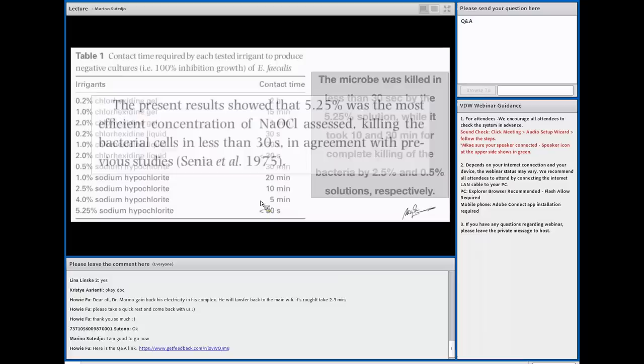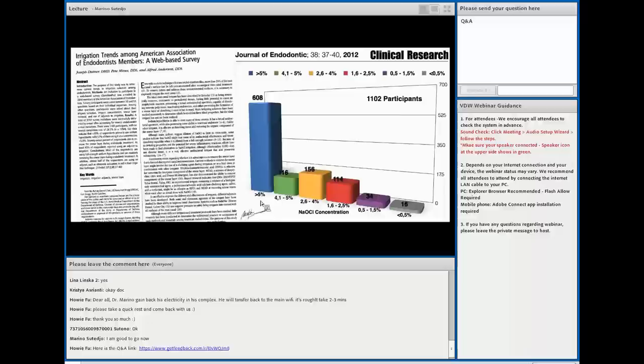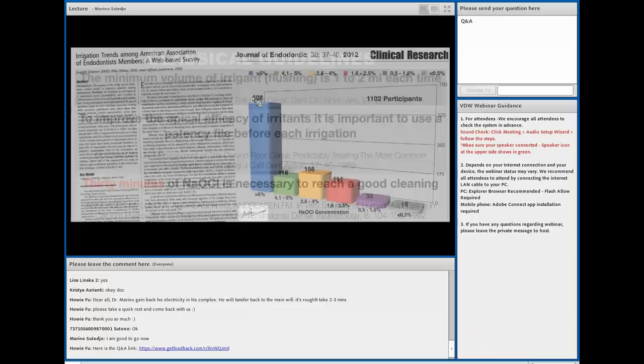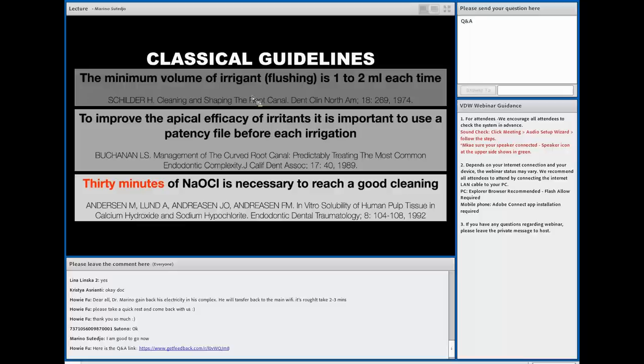Also, in a survey done by the American Association of Endodontists, the majority of all the members are using more than 5% concentrations of sodium hypochlorite. It means that the higher, the fuller strength of sodium hypochlorite, is also important. And these are the classical guidelines that people usually use.